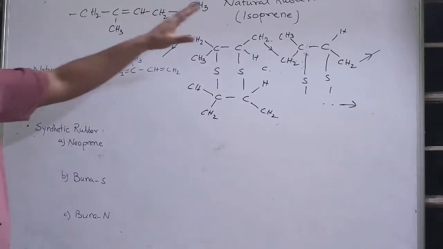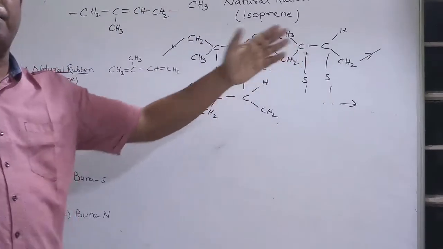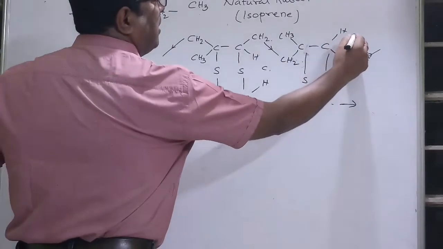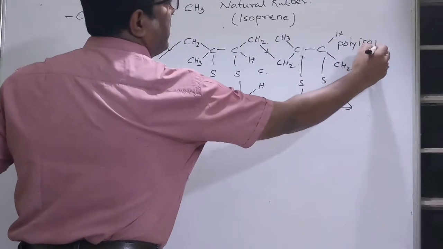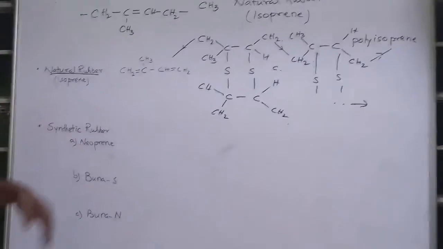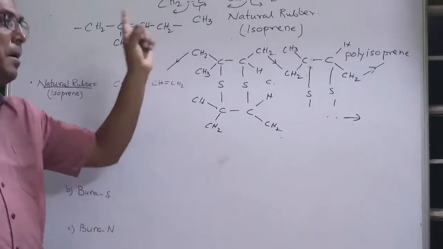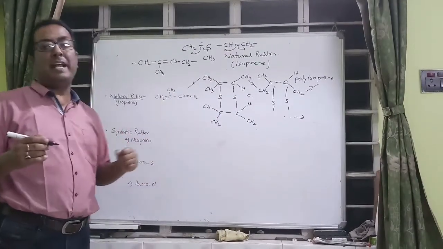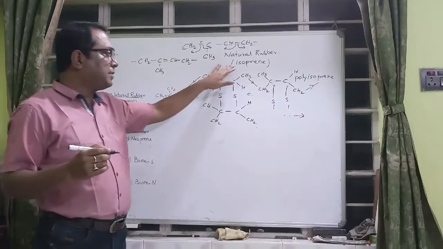Natural rubber is called isoprene, and when they form a long polymer, we call this polyisoprene, P-R-E-N-E. So if we ask you regarding the natural rubber, you have to say polyisoprene. But if we ask you the monomer of the natural rubber, you have to say isoprene.